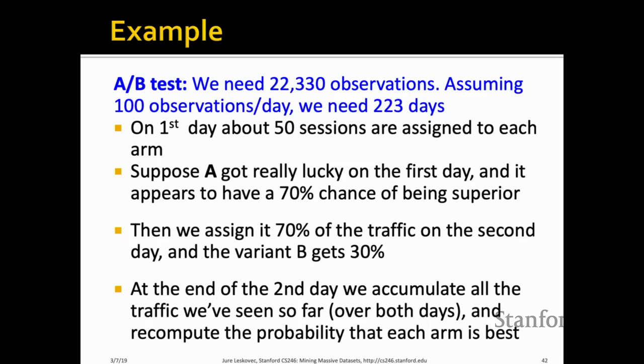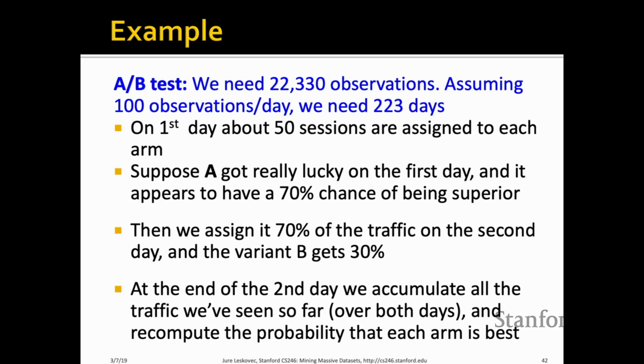We're going to do the following. On day one, we start in the following way. We send roughly 50 sessions to each arm, so we have a uniform distribution at the beginning because we don't know which one is going to perform best. And now we find that A got really lucky, and on the first day it has roughly a 70% chance of being the best one, being superior. Conversely, our variant B gets only 30%.